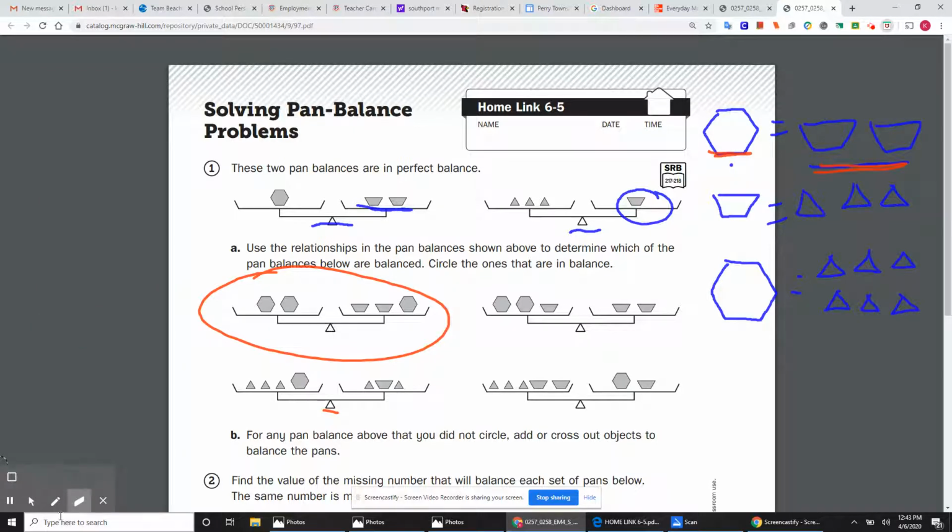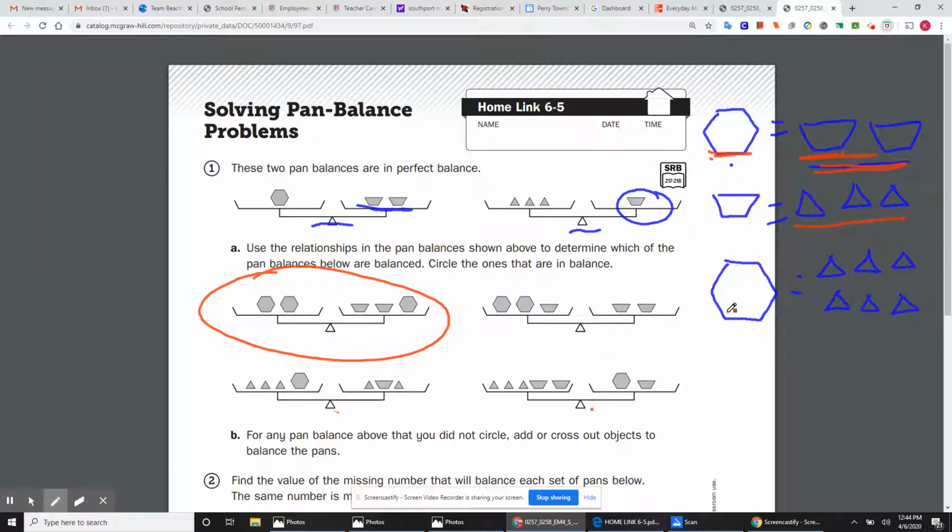So looking at this one, we know one of these hexagons should equal 2 of those halves, or it could also equal 1 half and 3 triangles. So this left side is going to weigh much more than the right side. So we are not going to circle this pan balance.